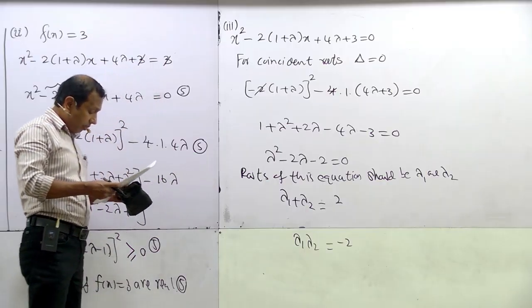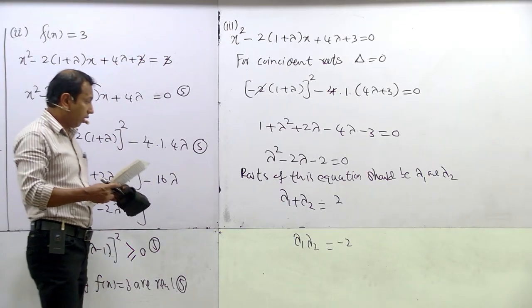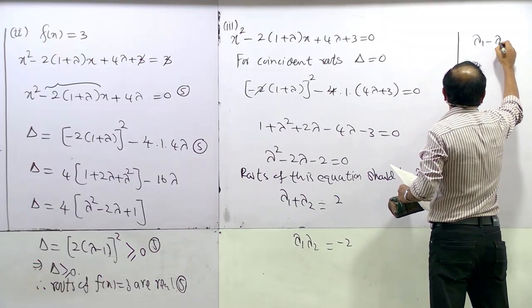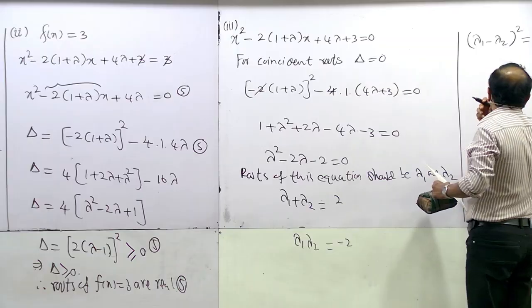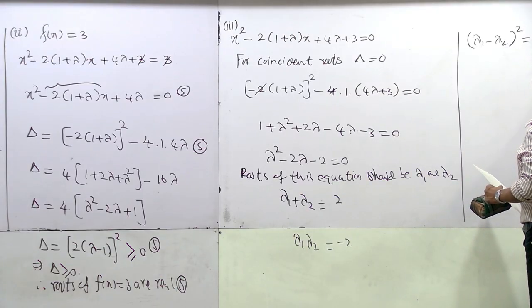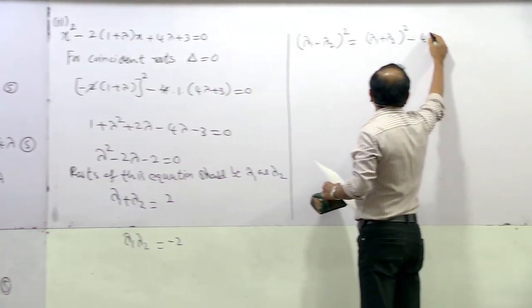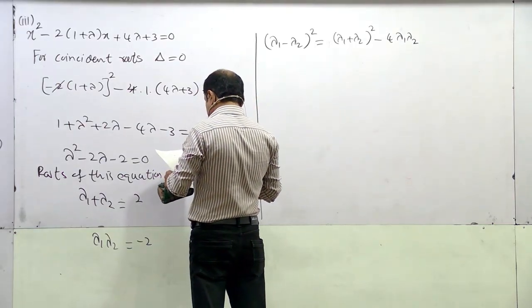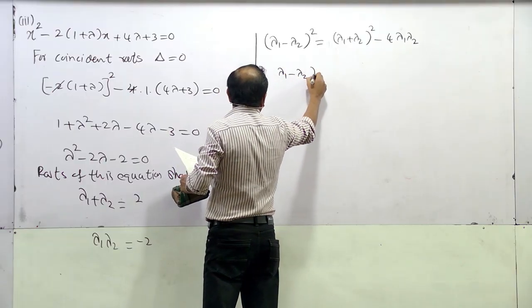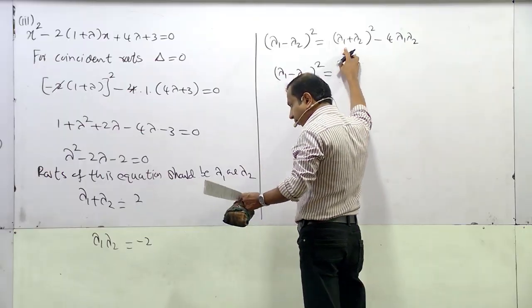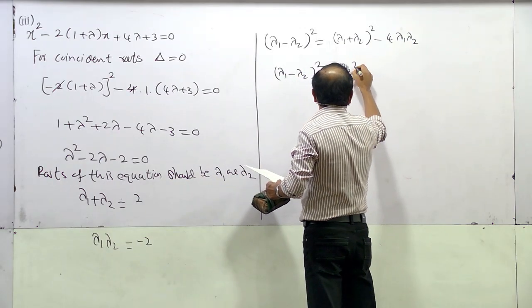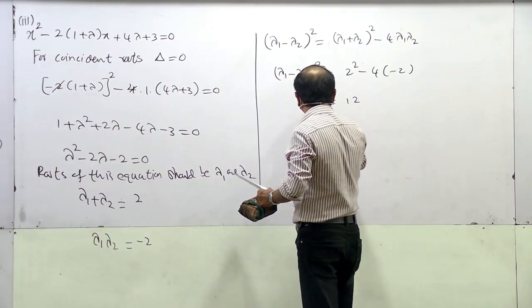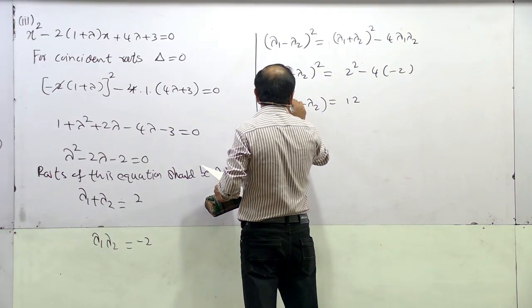Right, now they are asking for the difference, lambda 1 minus lambda 2. First we'll write lambda 1 minus lambda 2 perfect squared. This you can write as lambda 1 plus lambda 2 perfect squared minus 4 lambda 1 lambda 2. Then lambda 1 plus lambda 2 is 2, so 2 squared minus 4 times lambda 1 lambda 2, which is minus 2. Here we get 12 as lambda 1 minus lambda 2 perfect squared.